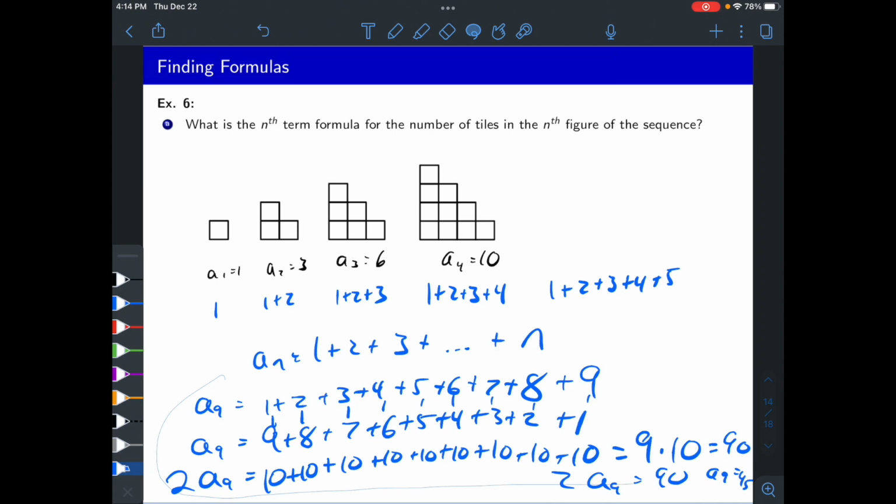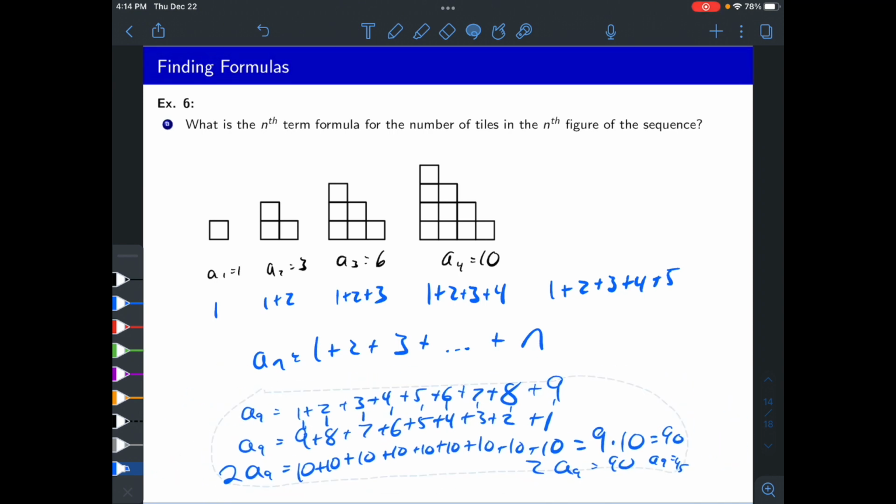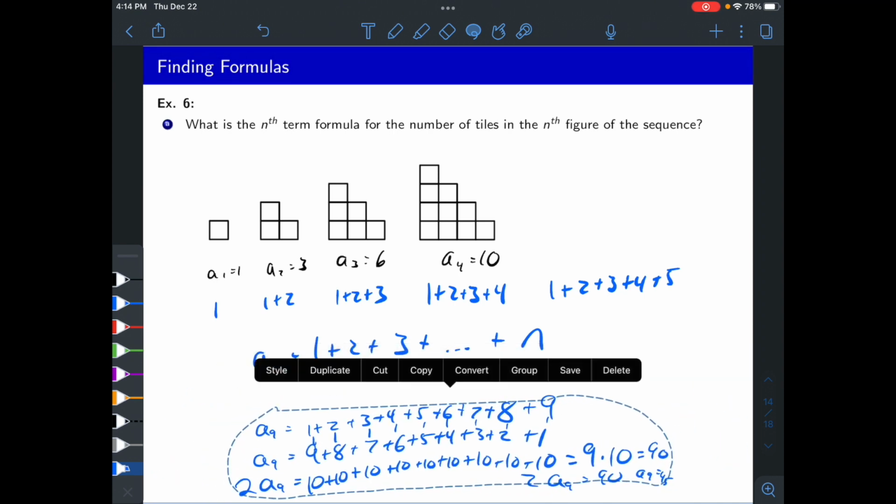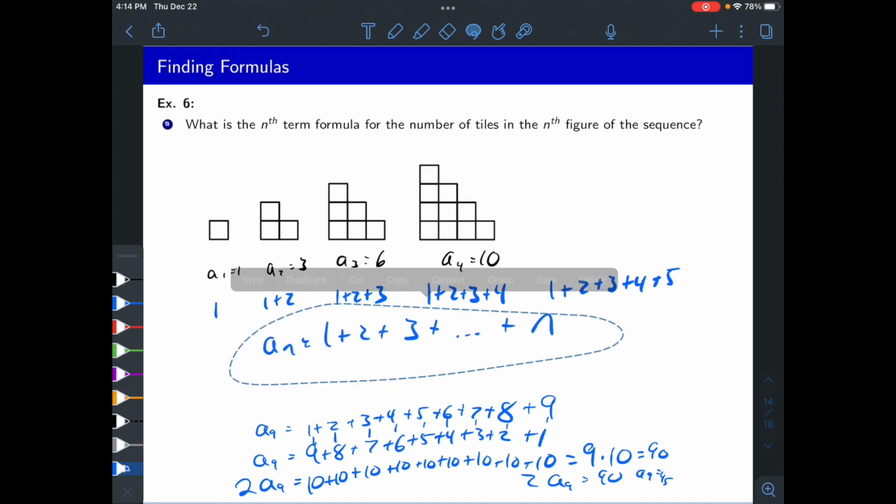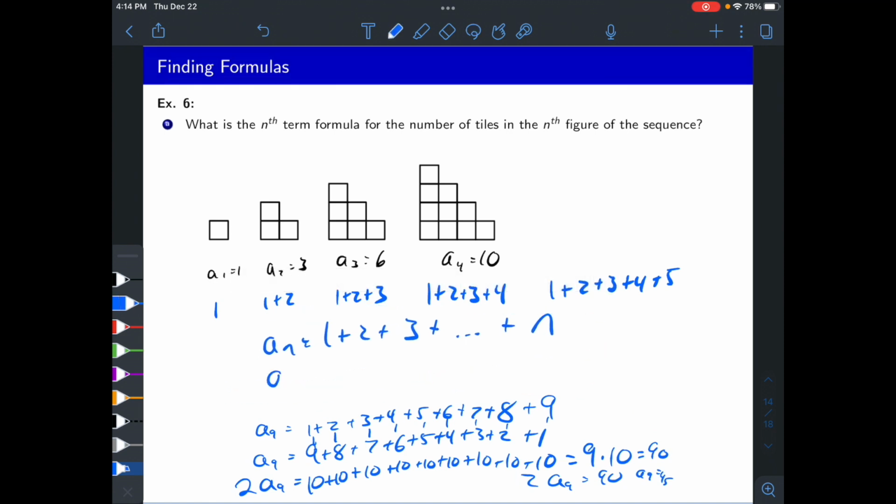Okay, I'm running out of space, so I'm going to shrink this. Now say, well, what about a sub n? So a sub n is equal to this.